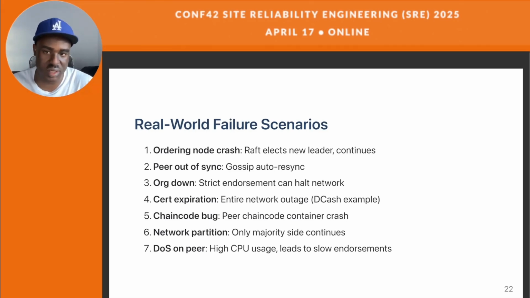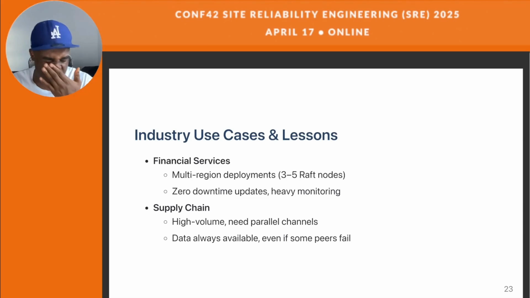So in all of these, I think monitoring is really important. So there are some industry use cases of Fabric. We have seen Fabric in financial services and in supply chain. In financial services, there is typically a multi-region deployment with 3 to 5 Raft nodes. If they like, they could also use BFT. Also, zero downtime updates and very heavy monitoring.